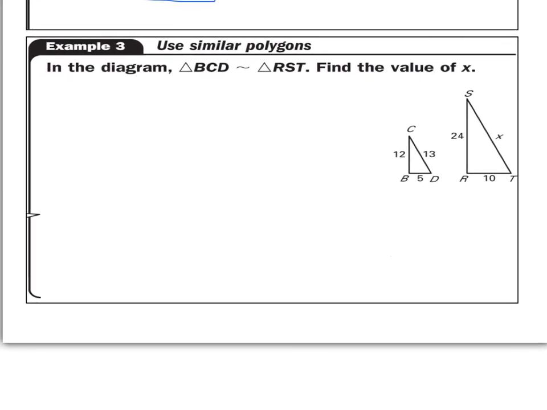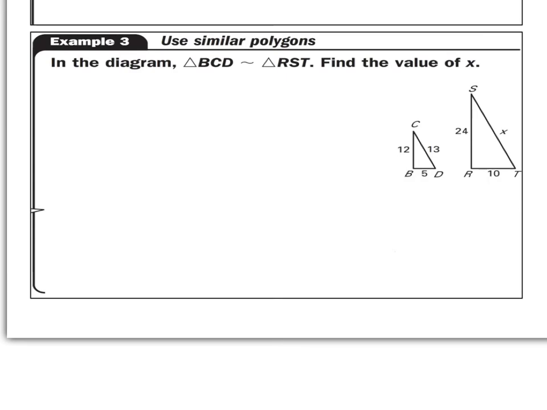Okay, let's take a look at this last one. Again, hit pause and see if you can calculate this last one as we go through. It says in the diagram, triangle BCD is similar to triangle RST. Find the value of X. Okay, now that you've hit pause, let's take a look at these examples here. Now I'm going to have to set up a statement of proportionality if I know they're similar. So I know that BC is the same as RS, and I know CD is in the same position as ST, and I know that DB is in the same position as TR.